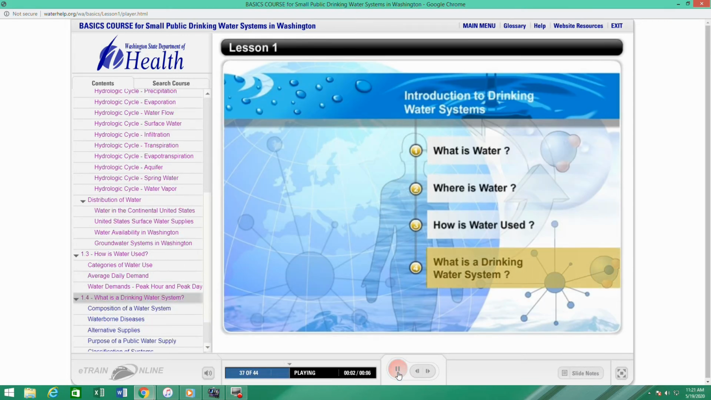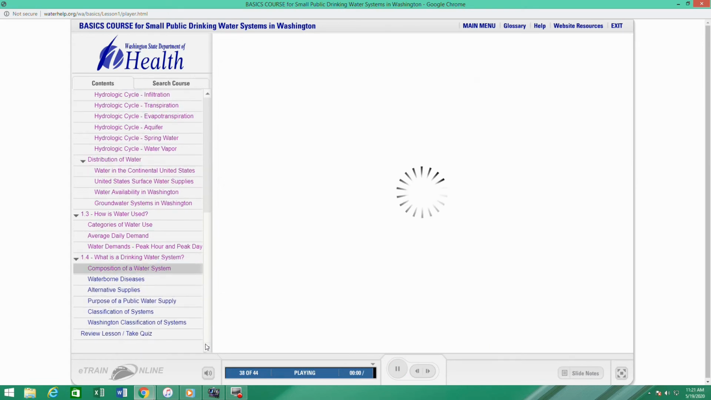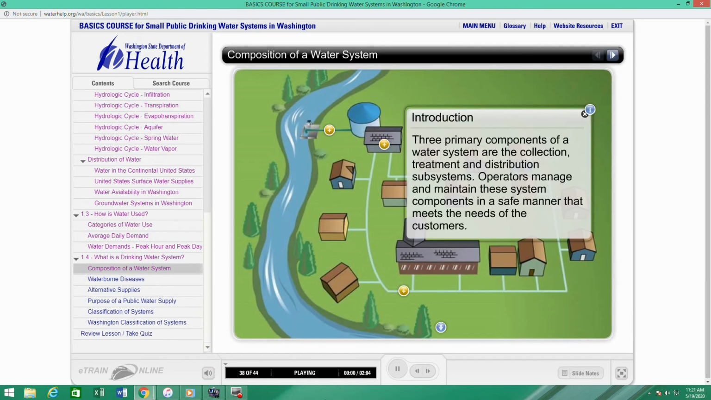Section 1.4. What is a drinking water system? Composition of a water system. Three primary components of a water system are the collection, treatment, and distribution subsystems. Operators manage and maintain these system components in a safe manner that meets the needs of the customers.